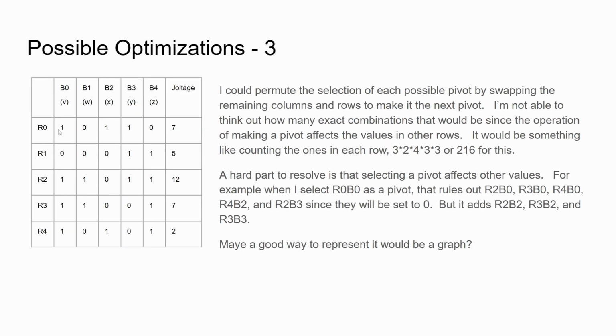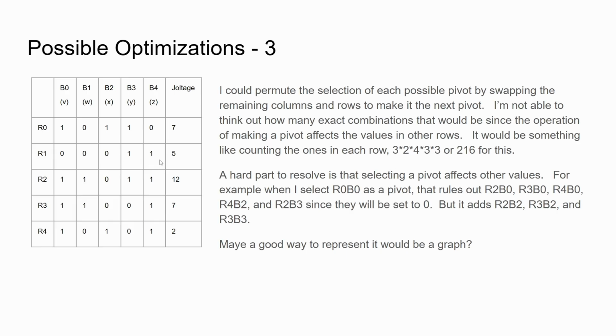I could look at each possible pivot value independently. Maybe I try each, swap each column, try for the next pivot. So I try each of these three as the pivot first for this spot. Then I try each of these two for this spot. Try each of these four for this spot, etc. So I would have like 216 combinations I would have to check.